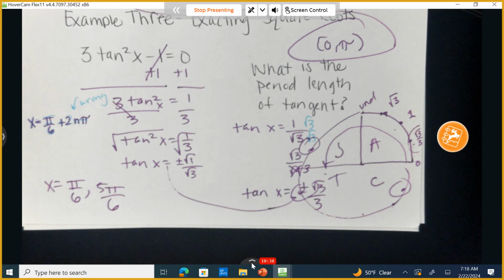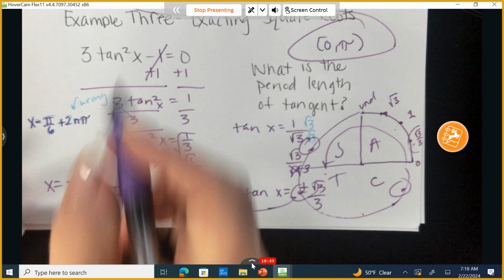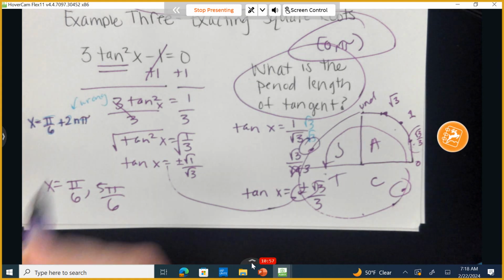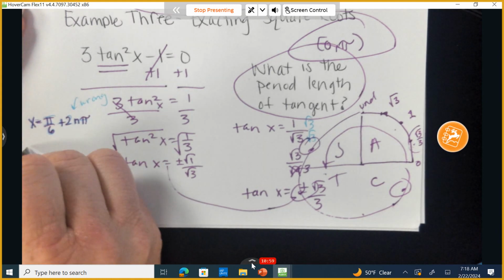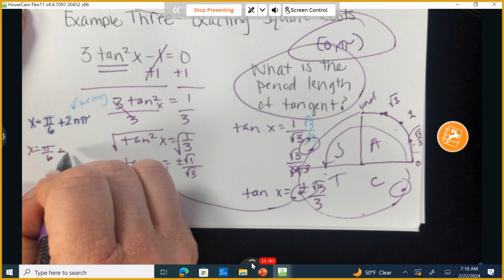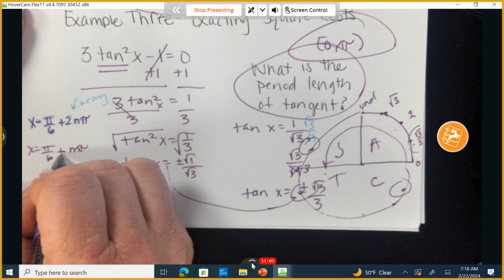Hands up if you think you know. Okay, I think I have 2 people. Turn to your partner. Like, why is this wrong? We're so close. What are we working with again? Tangent. What did I just ask you? So remember, we only have a period length of pi. So how can I adjust this to be correct? X equals pi over 6 plus, any ideas here? N times pi.